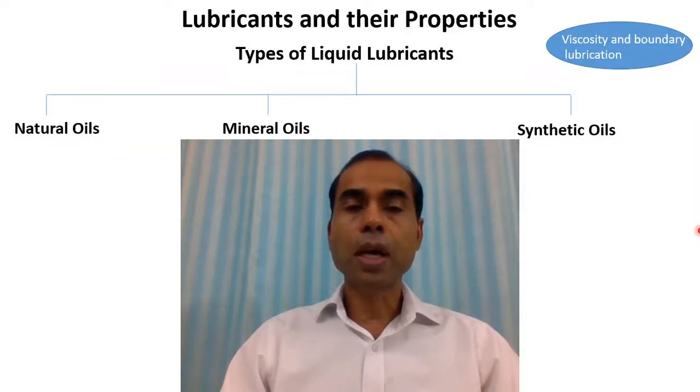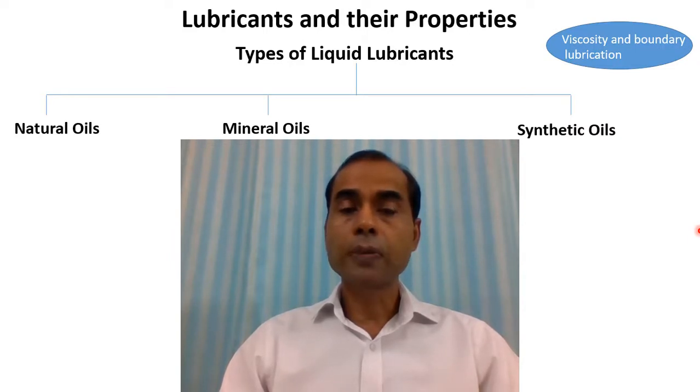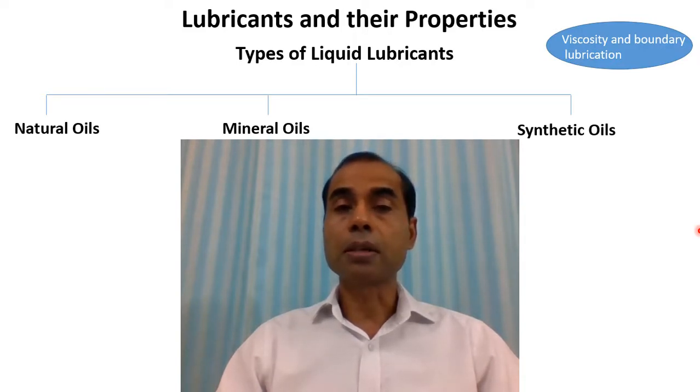Today in this video, I would like to talk about different types of lubricants and their properties. These lubricants are used for various purposes in the industry and also for automotives and all transportation. They all use these lubricants, the gears and various kinds of machines. So I will talk about the main types of lubricants and what their properties are that are important for their application.